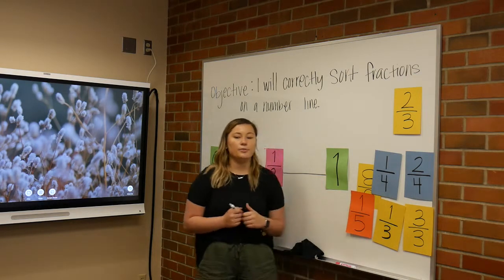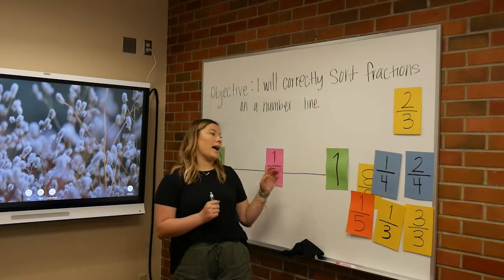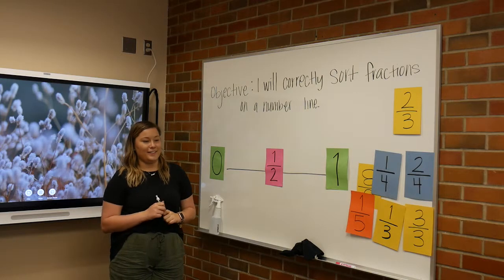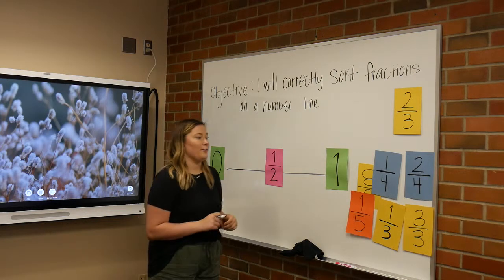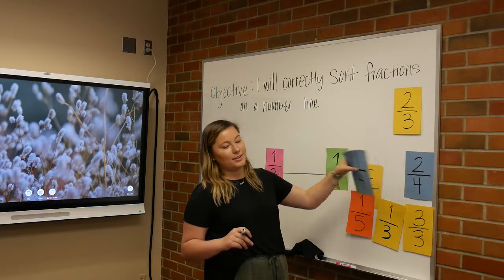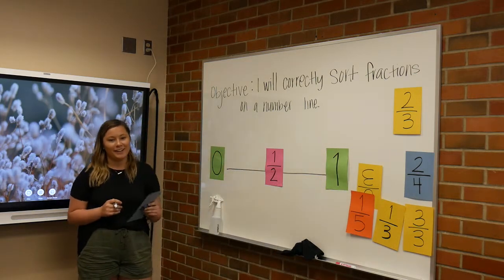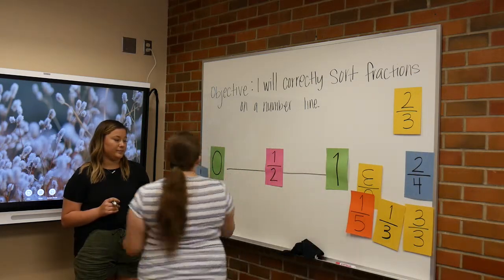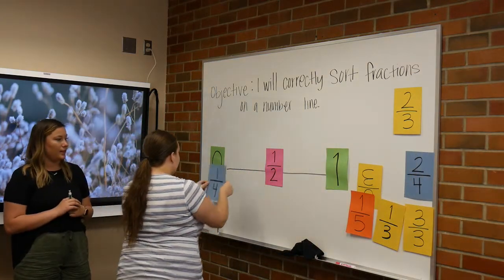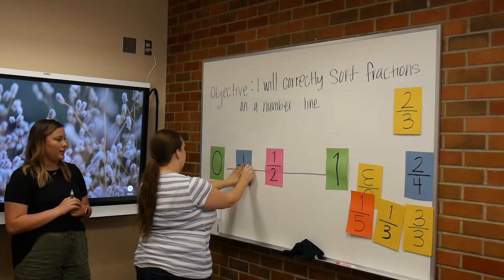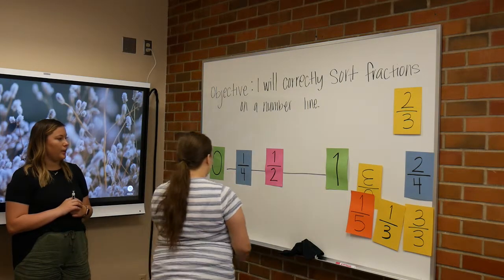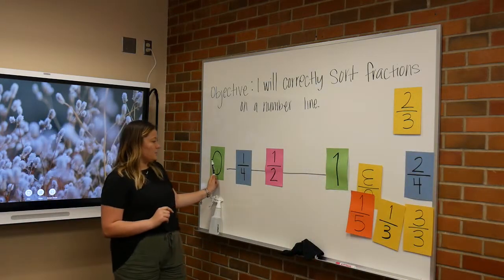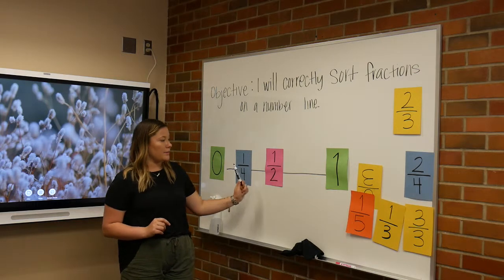Which one do you think we would use if we were looking for half of this side? 1/4. Perfect. Does someone want to come put it up here and tell me where they think it would land on the number line? I will. Perfect. Okay. Perfect. So I want to notice something here. So we have 0, and then we go to 1/4 and 1/2.